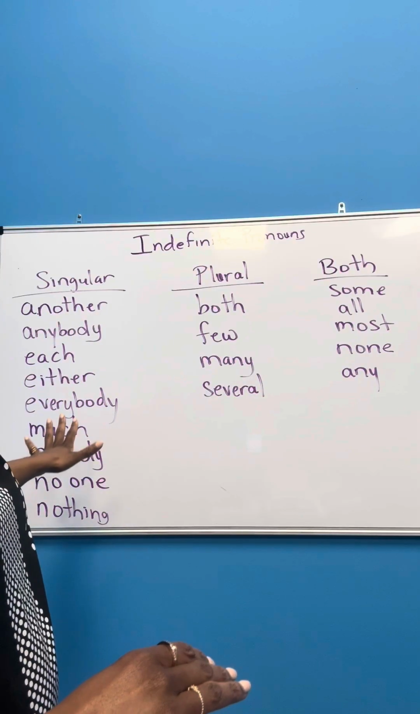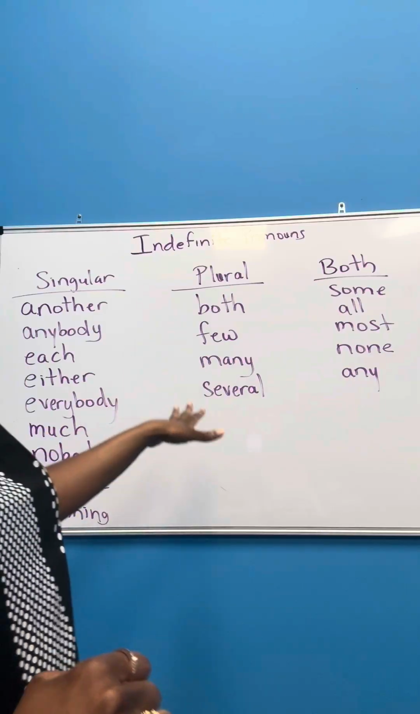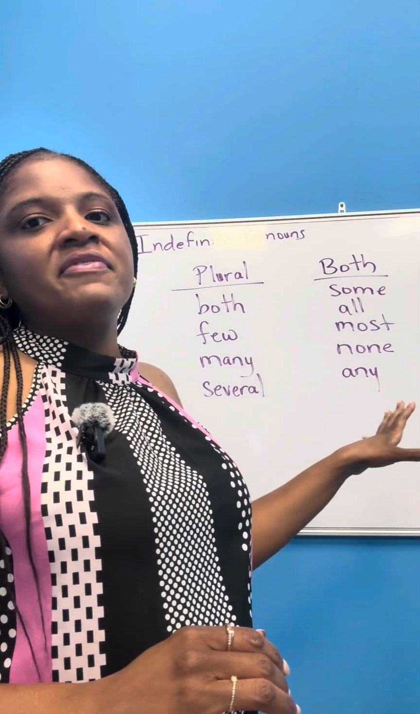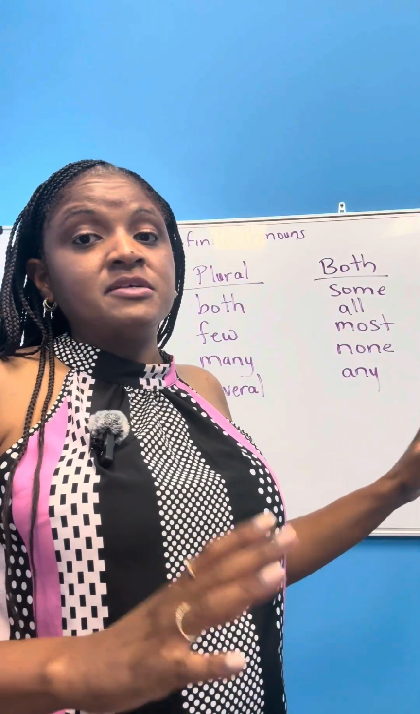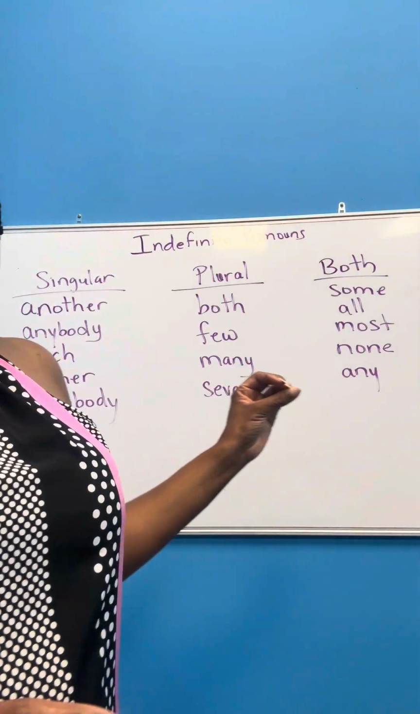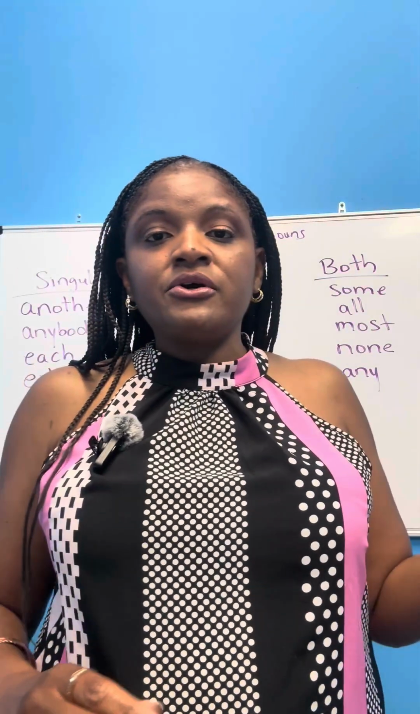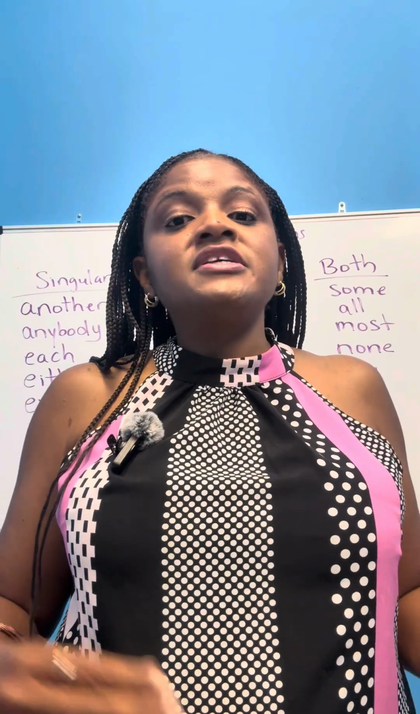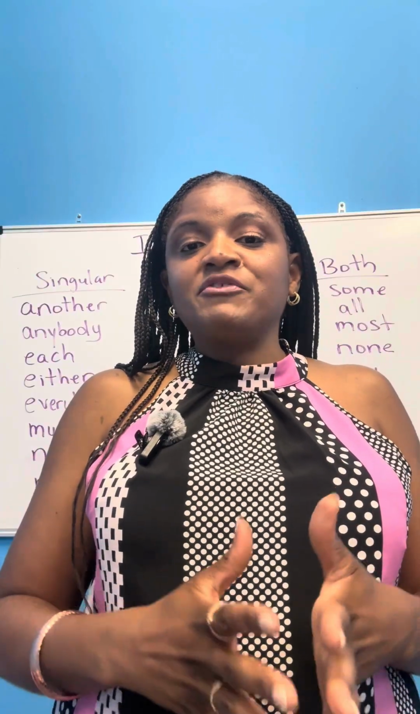So there are more singular indefinite pronouns in this, and then we have a list of plural, and some of them can be used both ways depending on the type of sentence. So it is very important that if you're using a singular indefinite pronoun, you use a singular verb. And if it's a plural indefinite pronoun, you use a plural verb. And if it could be both, you have to be able to match it correctly.